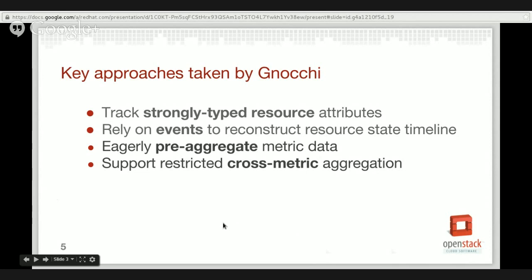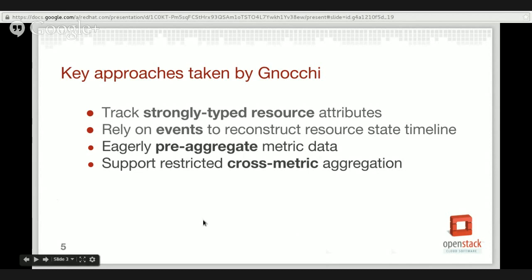And that pre-aggregation, that is the aggregation of data as it's received, so rolling it up via various aggregation functions like averages, standard deviation, median, maximum, minimum, all of that kind of stuff, that's done as the data is received in Gnocchi.